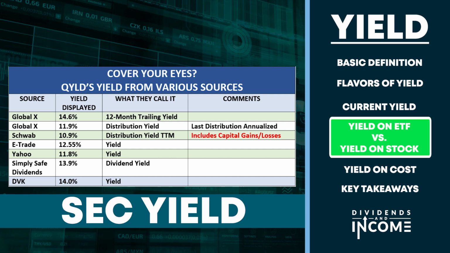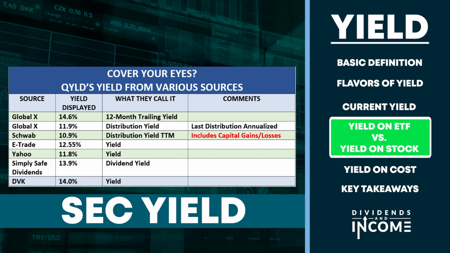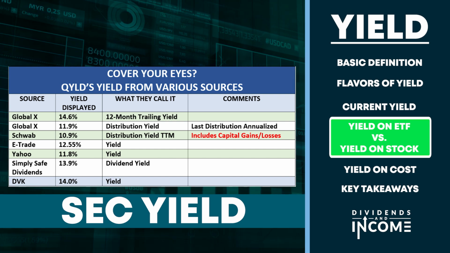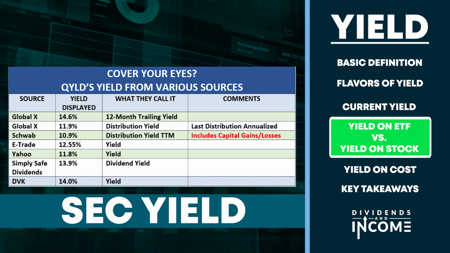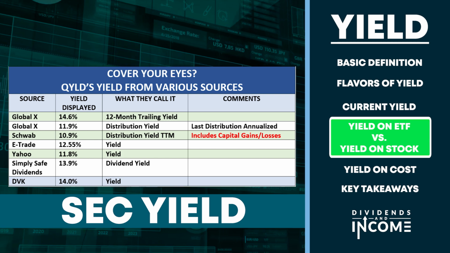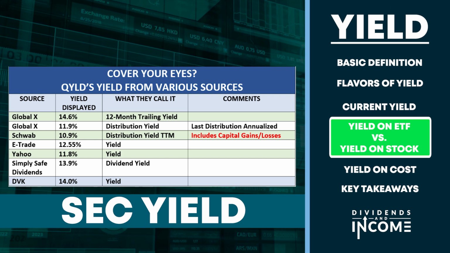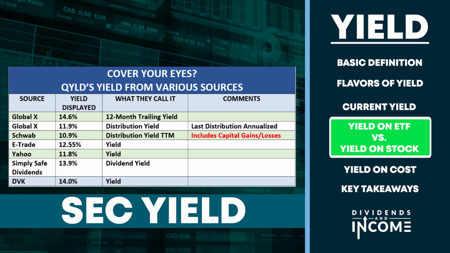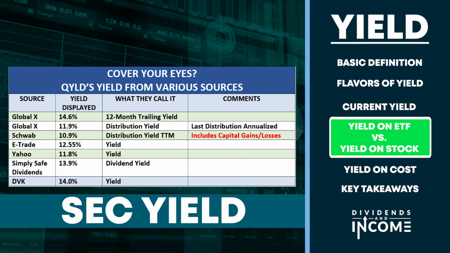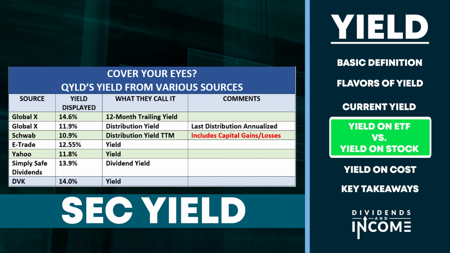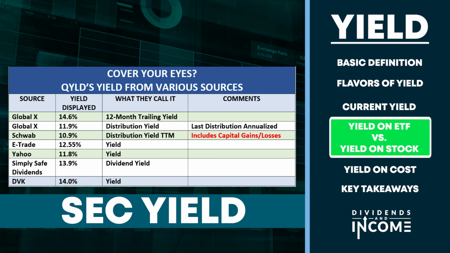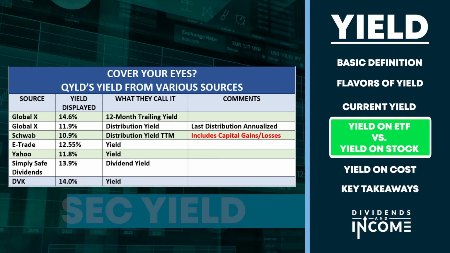I looked up a few sources for QYLD and I saw numbers for SEC yield that ranged from 0.12% to 3.04%. They're way off from each other and they're way off from what we know the current yield of QYLD is, no matter how you calculate it, based on its actual dividend payouts. So for me, in my own investing, I don't pay any attention to the SEC yield for stocks.